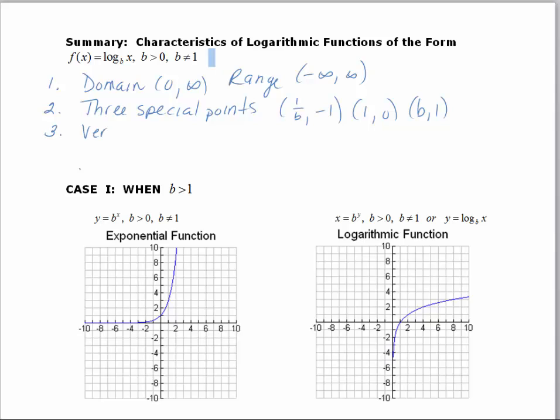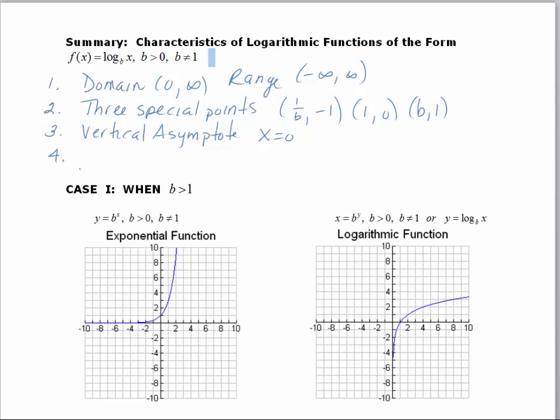We now have a vertical asymptote of x equals 0. Before I move on to the next couple of characteristics, note that in each of these three categories, we've just inverted the x's and the y's. So the domain of an exponential function is equal to the range of the logarithmic. If you know the three special points from the exponential function, all you need to do is swap them to get your logarithmic. And you have a horizontal asymptote for an exponential function of y equals 0, and it's x equals 0 for a log function.